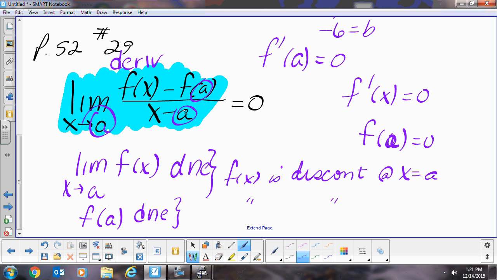13 on page 44. 13. Oh, what kind of derivative is this?